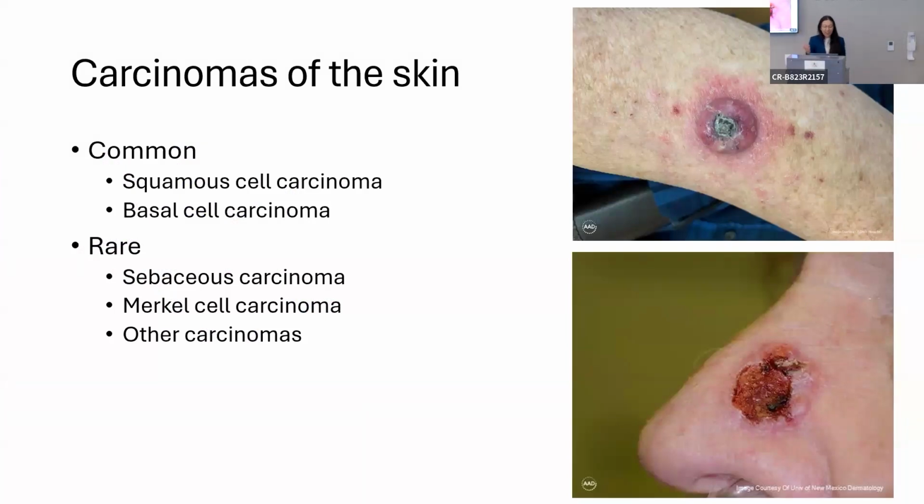Since this is a talk about skin cancer, I'll talk quickly about carcinomas of the skin. They're common. There are common types and rare types. Squamous cell carcinomas and basal cell carcinomas arise from the epidermis that I showed you before. And then we have rare subtypes of skin cancers like sebaceous carcinoma, Merkel cell carcinoma, and other carcinomas.